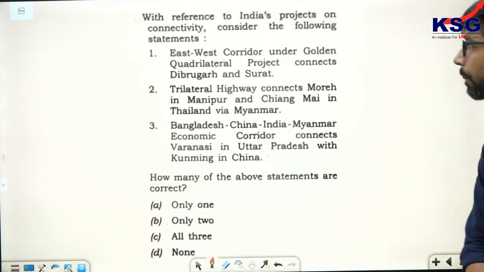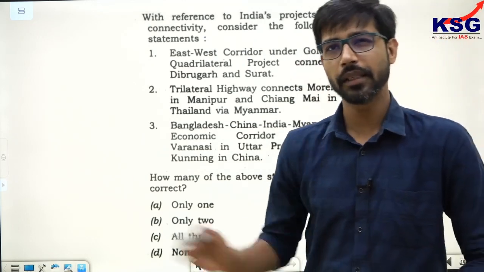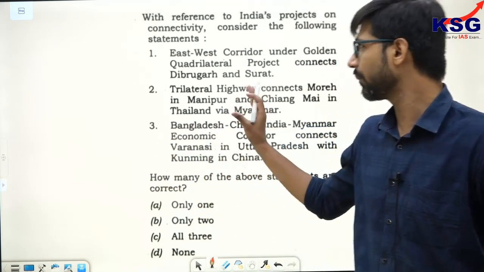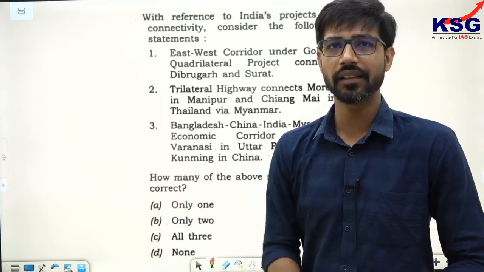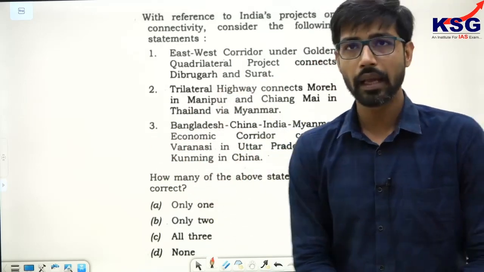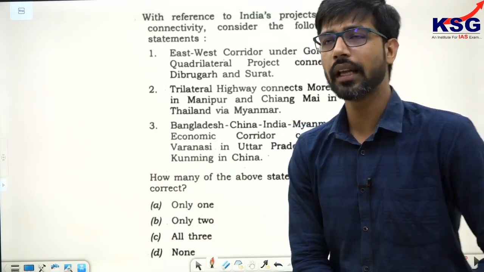Last question for the day. With reference to India's projects on connectivity, consider the following statements. Please remember, this is a theme which UPSC has recently started asking. I am expecting that there is going to be a question this year as well on this particular theme, as to the connectivity, various important connectivity projects associated with India.